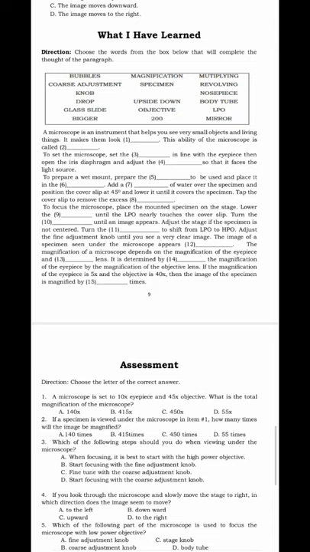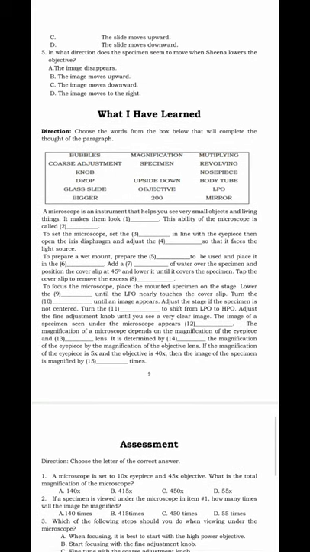So it says here, choose the words from the box below that will complete the thought of the paragraph. So the different choices are bubbles, coarse adjustment, LPO, mirror, and so on. So a microscope is an instrument that helps you see very small objects and living things. It makes them look blank. Number 1, what is the answer? So if you think the answer for number 1 is bigger, then write number 1 bigger.